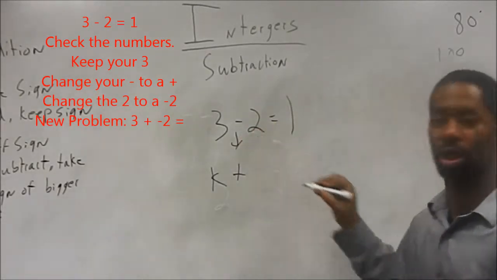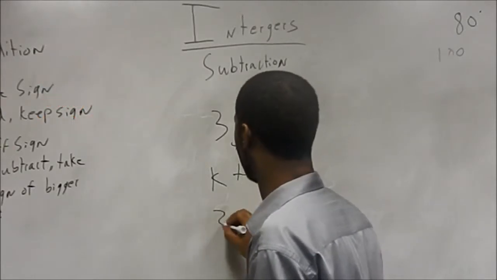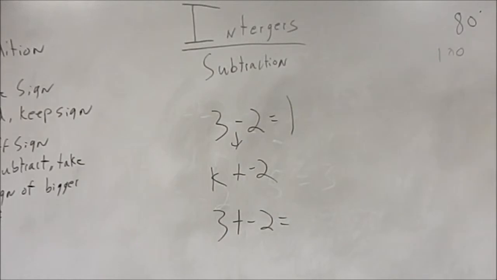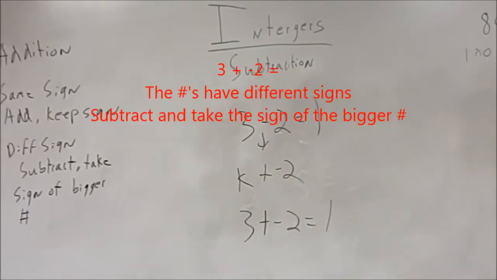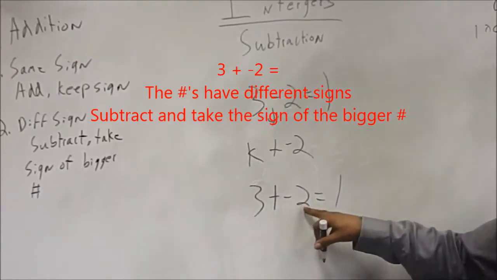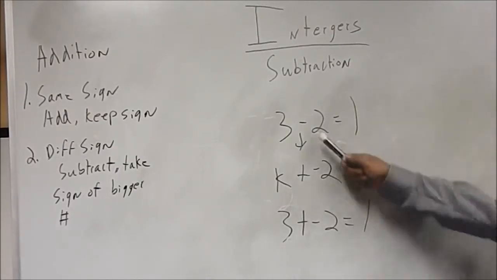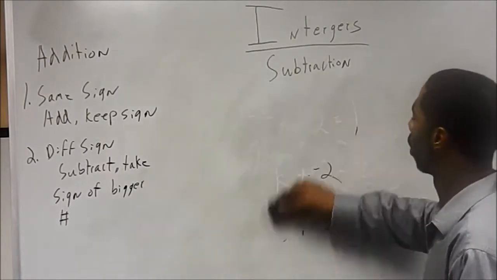Change this 2 into a what? -2. So now I have 3 plus -2. Is this the same sign or different sign? Different. So I subtract and take the sign of the bigger number. What's bigger, 3 or 2? 3. So since 3 is positive, 1 is going to be what? Positive. Perfect. So 3 minus 2 is the same thing as 3 plus -2. Does everybody understand that? Okay.